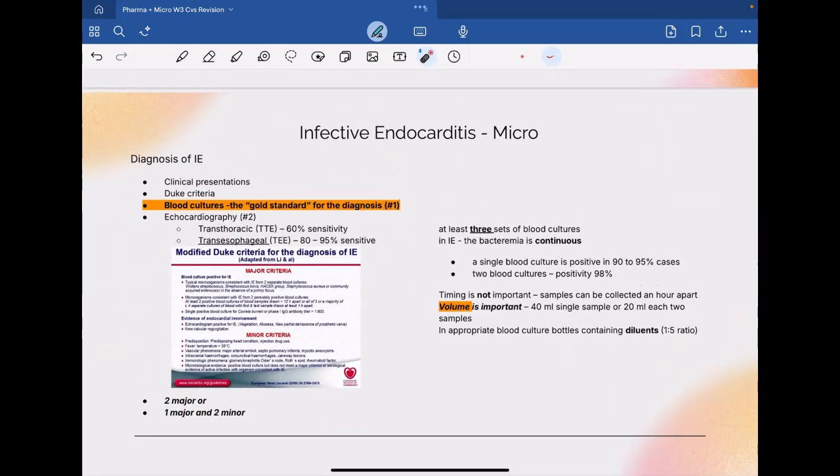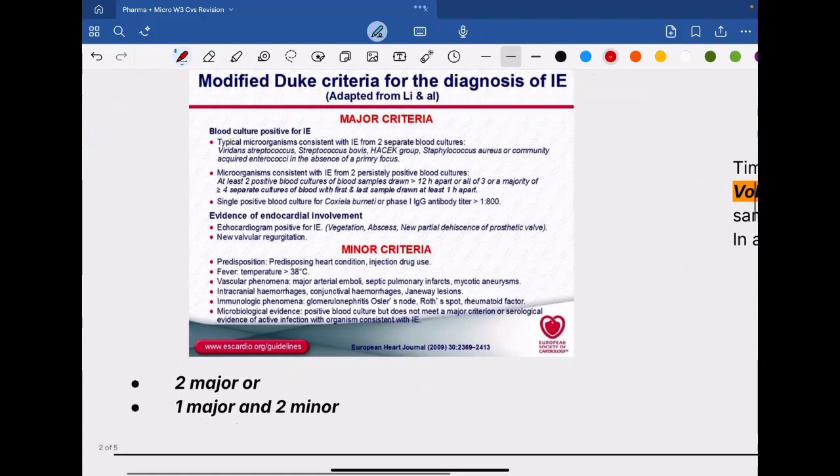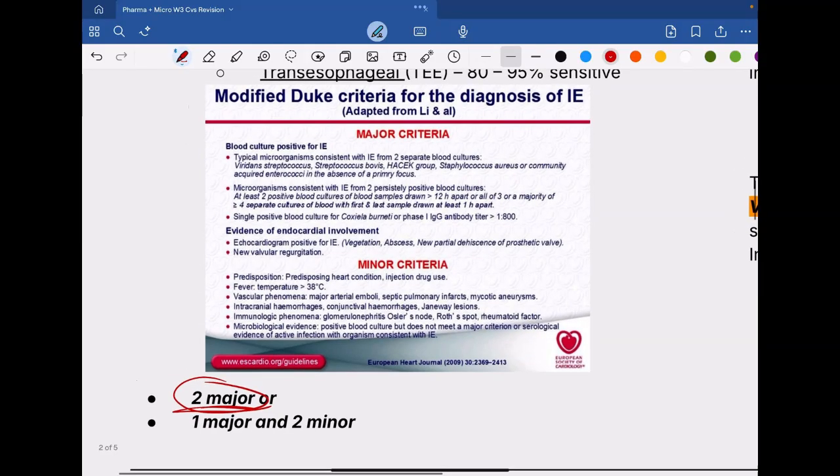Okay. For the diagnosis of infective endocarditis, of course, you have to diagnose based on clinical presentation and Duke's criteria. For Duke's criteria, to diagnose a patient with infective endocarditis, you either need 2 major criteria, or if you can't find 2 major signs on the patient, you can use 1 major and 2 minor.